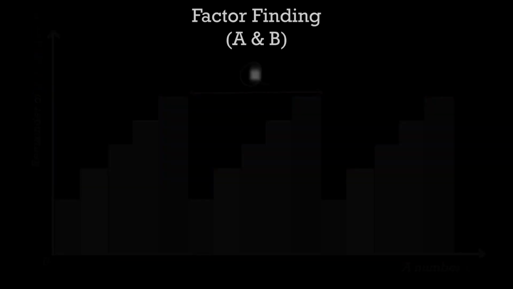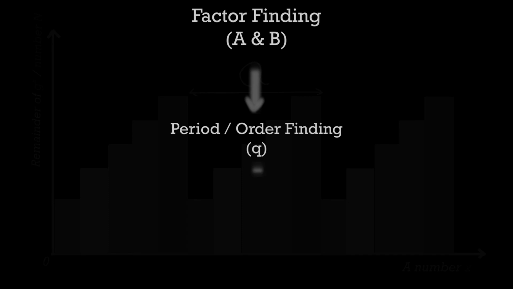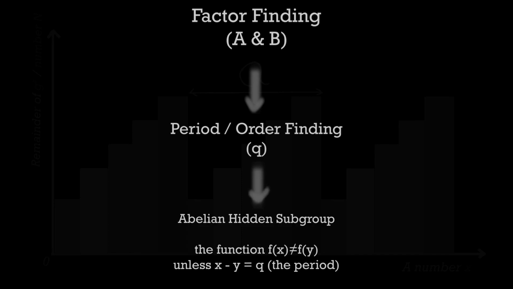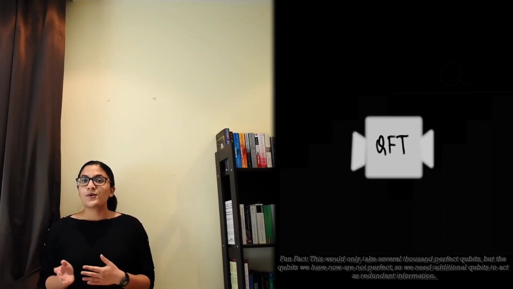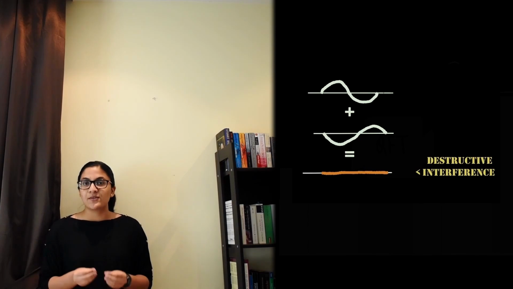So our factor finding problem becomes a period finding problem, which can be reduced to a hidden subgroup problem and solved quickly on a quantum device using number theory and quantum Fourier transform. The QFT repeats with a frequency of 1 by q to cause all possible wrong frequencies to destructively interfere, leaving a single quantum state, 1 by q.